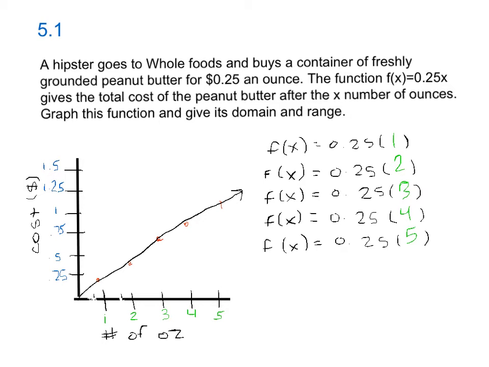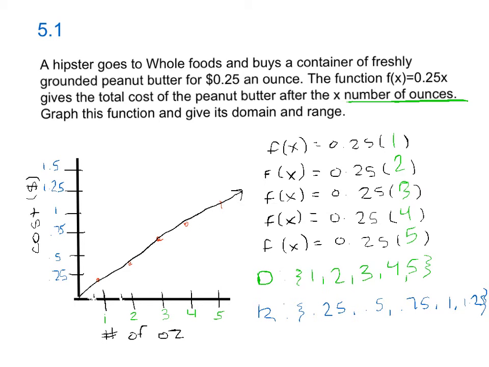And the domain is basically a synonym for the x value or the independent variable. And in this case, it's the number of ounces. So the domain in this problem is 1, 2, 3, 4, and 5. And the range is the dependent variable, or the y-axis, in the problem. So the costs are 25 cents, 50 cents, 75 cents, $1, and $1.25.